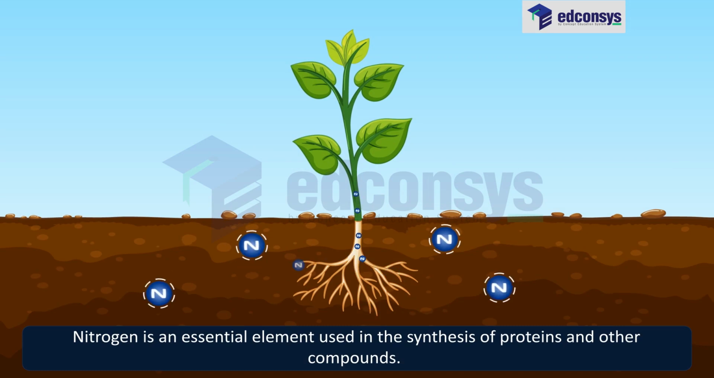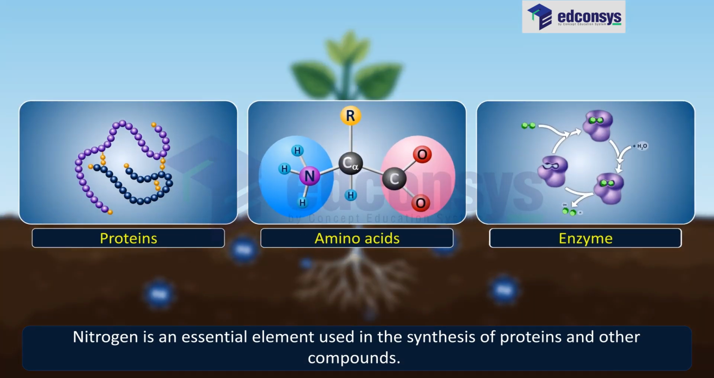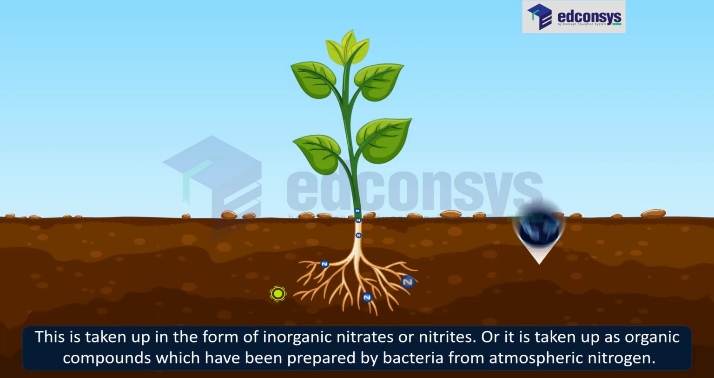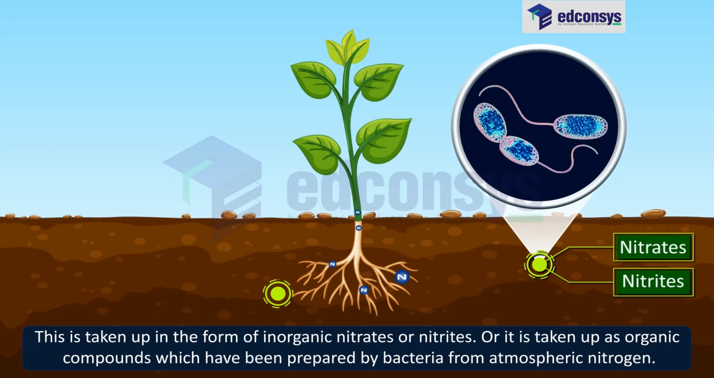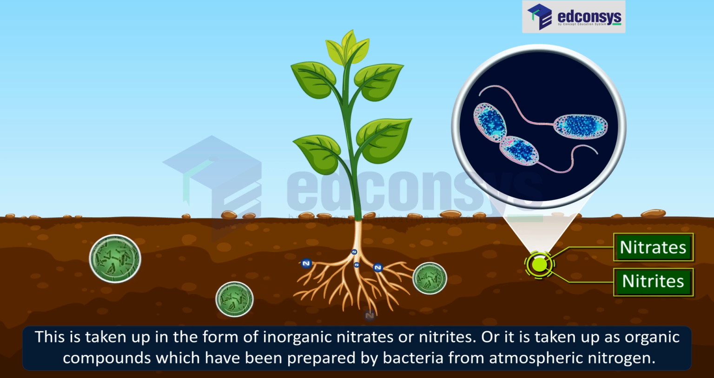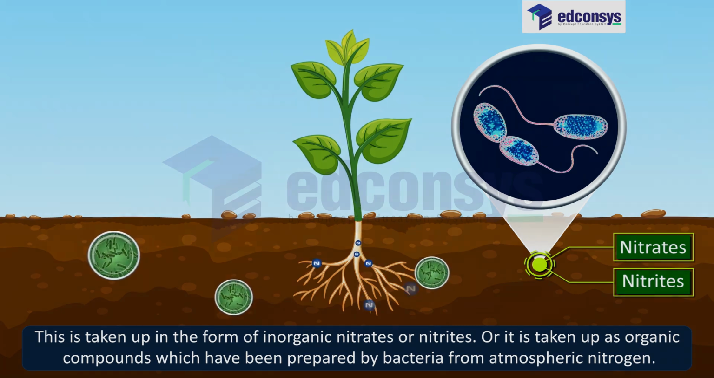Nitrogen is an essential element used in the synthesis of proteins and other compounds. This is taken up in the form of inorganic nitrates or nitrites, or it is taken up as organic compounds which have been prepared by bacteria from atmospheric nitrogen.